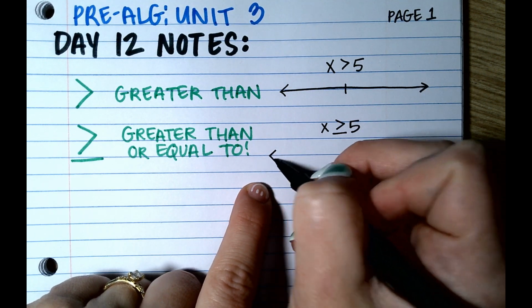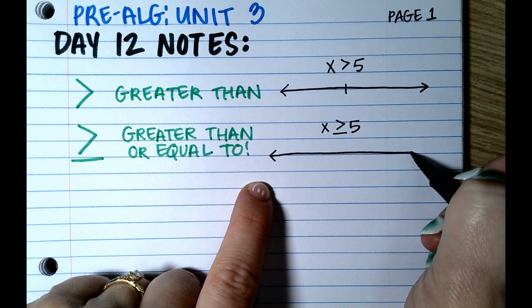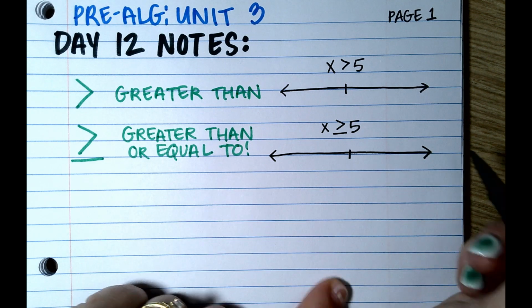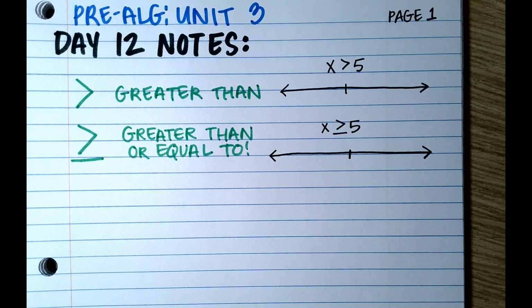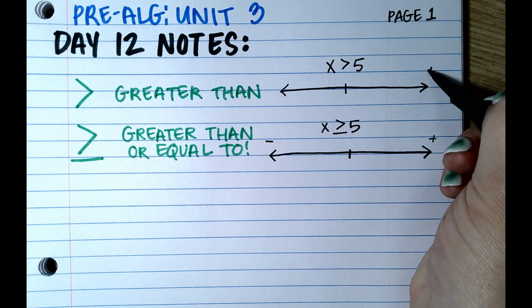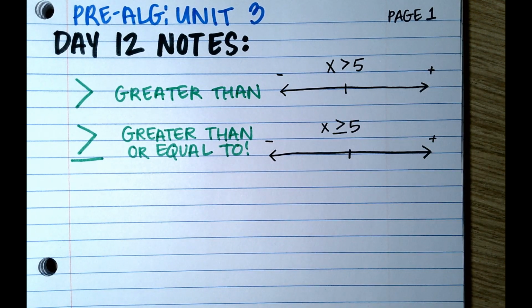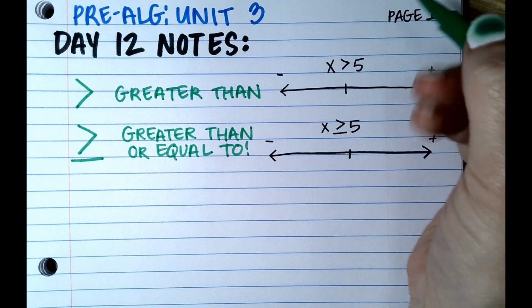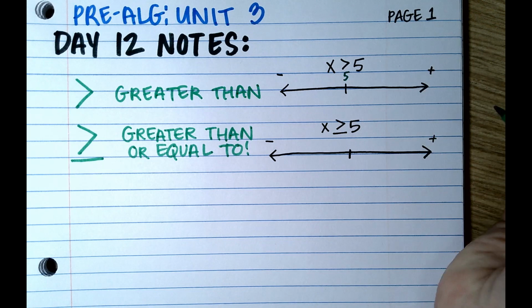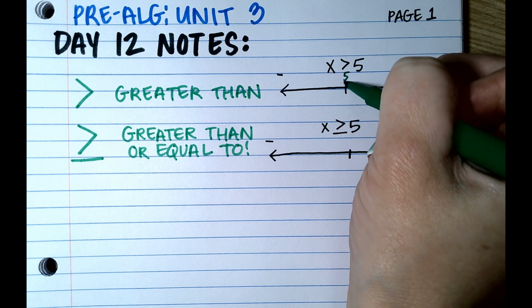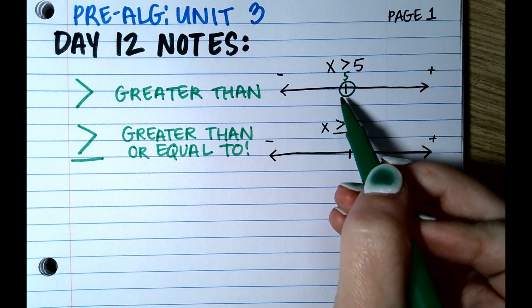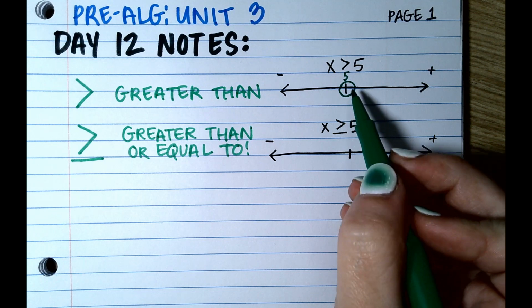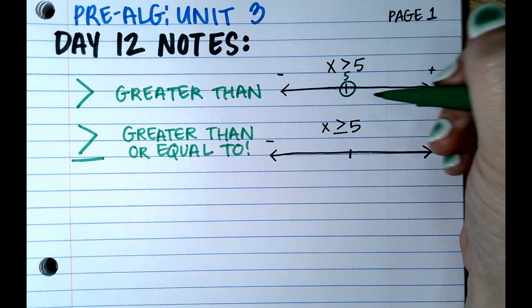So I'm going to start by giving us little number lines like this. And these will be our first two examples. So with greater than, we have our number 5. We have an open circle to show that 5 is not included, and then we shade to the right.